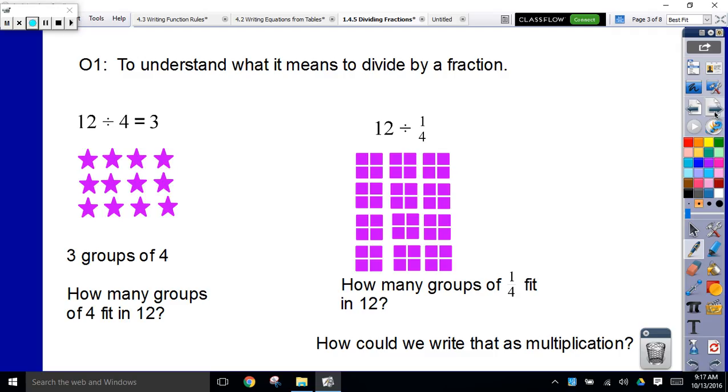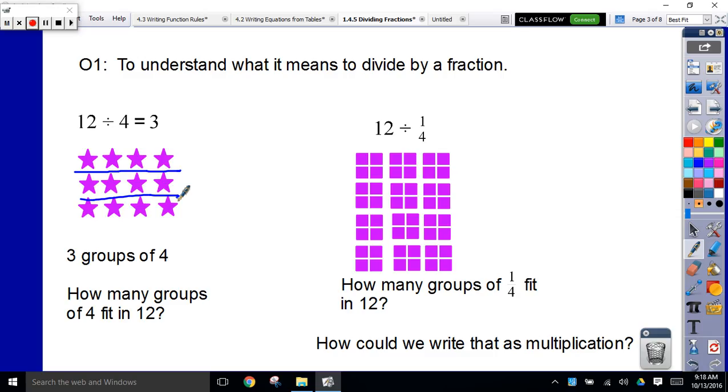All right, objective 1, understanding what it means to divide by a fraction. Back to focus, guys. So when we have 12 divided by 4 equals 3, we have 3 groups of 4 here. We're saying how many groups of 4 fit into 12? And we can see here that 3 groups of 4 fit into 12. Okay? This is an example with a fraction.